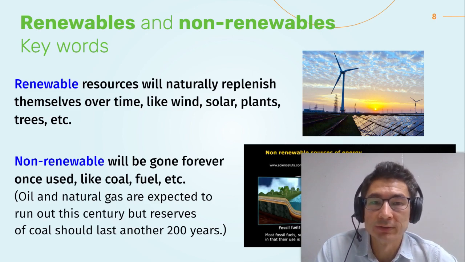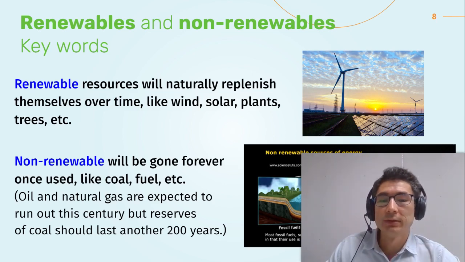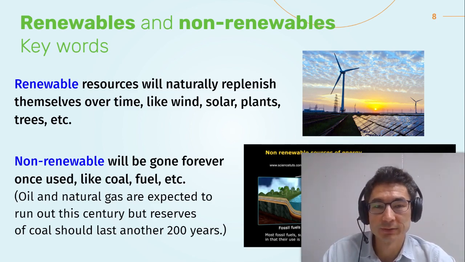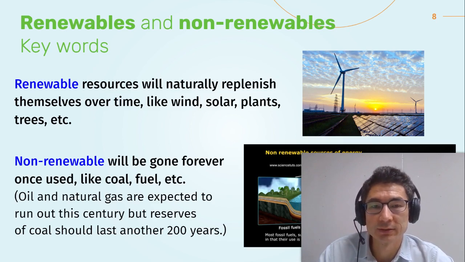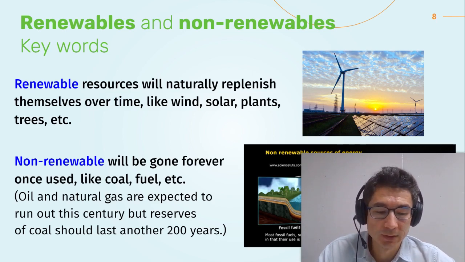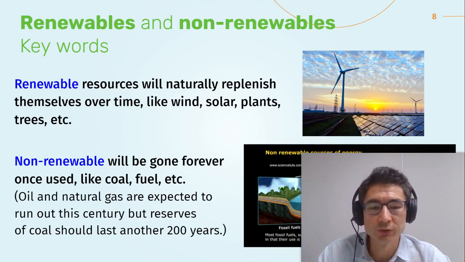Opposite of that, non-renewables, once they are used up, they are gone forever. They cannot be replenished, like natural gas, oil, and coal. By the way, oil and natural gas are expected to finish by about the year 2100, but coal will last further, expected to run out after about 200 years. But the point is they're going to run out. So we need to switch our energy resources from non-renewables to renewables.